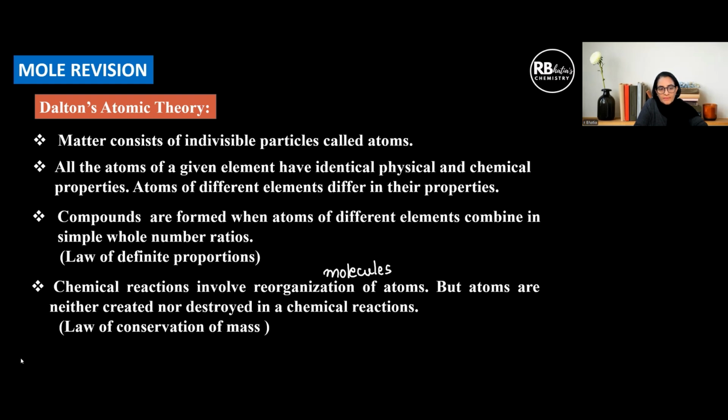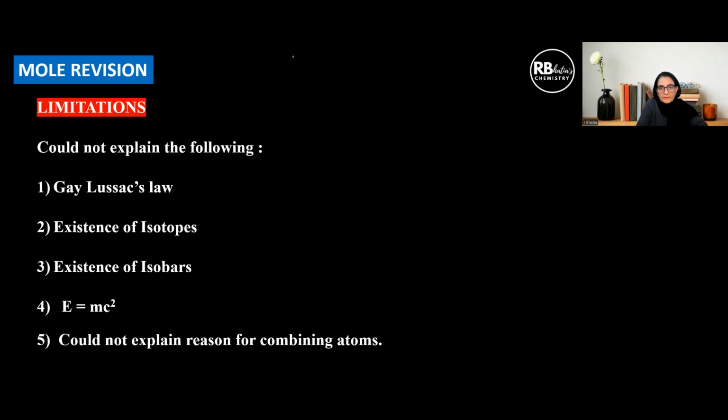Now, what are the limitations of Dalton's atomic theory? It could not explain Gay-Lussac's law of combining volumes, and could not explain the existence of isotopes. What are isotopes? Isotopes are atoms of the same element having the same atomic number but different mass number. And according to Dalton's atomic theory, all atoms of the same element should be identical in all respects. Hence, existence of isotopes was a limitation to Dalton's atomic theory.